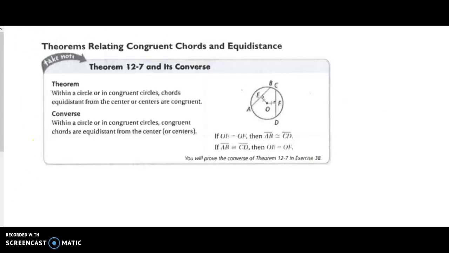All right, take a look at this theorem too. I know it's a little bit hard to read here. If OE is congruent to OF, then that must mean that those chords are going to be congruent. So AB is congruent to DC. And conversely as well, if AB and CD are congruent, then that must mean that OE is congruent to OF, as long as those are perpendicular. Equidistant, okay?